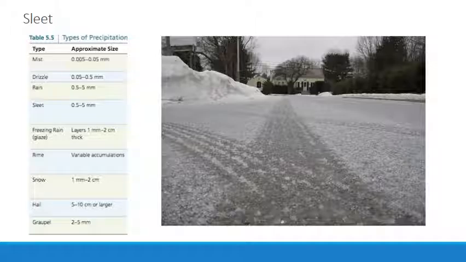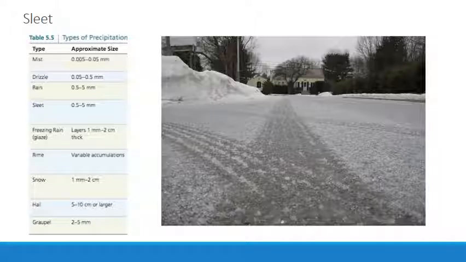Sleet is a wintertime phenomenon, and it consists of small, clear to translucent, spherical to lumpy ice particles. And you can see, based on the intensity and duration, you can cover the ground with sleet like a blanket of snow. And because those particles are small, they don't usually generate much damage, but they do make travel hazardous.